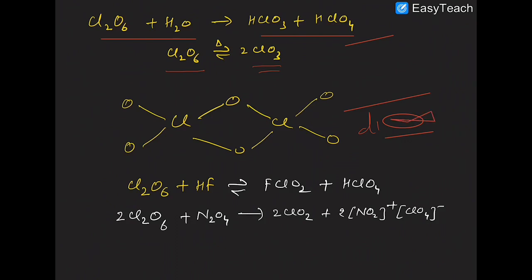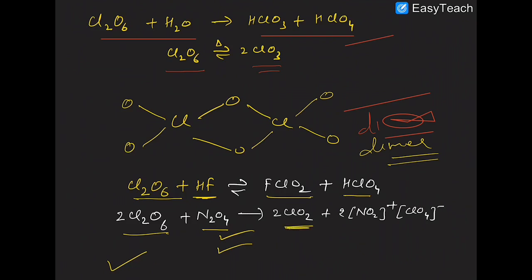Dimer structure of Cl2O6. Sure about that or not? Clearly understood now? So when this Cl2O6 reacts with HF, it gives you FClO2 and HClO4. And when it reacts with N2O4, which is also a dimer of nitrogen dioxide, you can say the dimer of nitrogen dioxide reacts with the dimer of ClO3 to give you what?